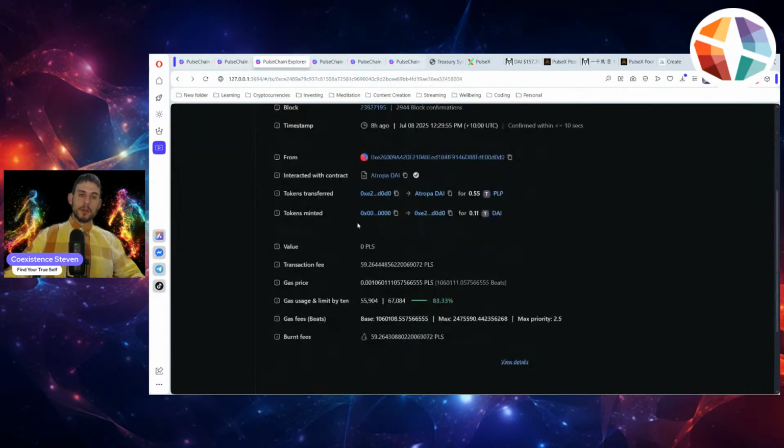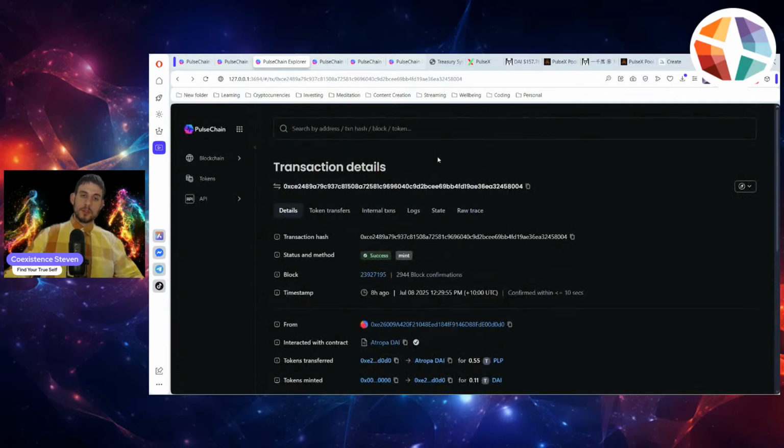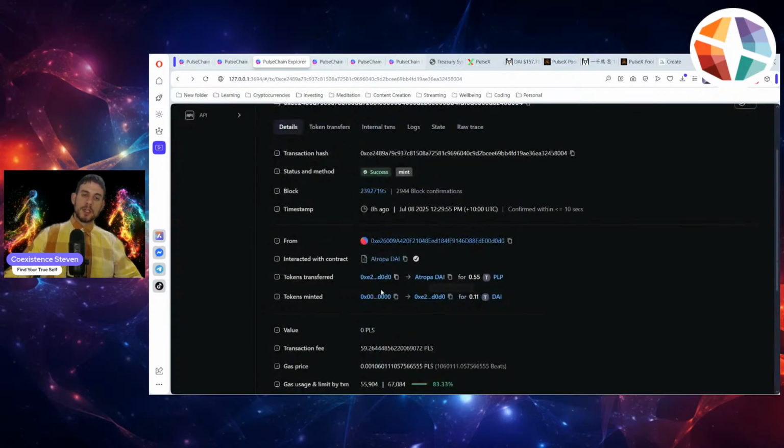I clicked on the first one, which was mint, and it brings me to this transaction hash. And this transaction hash says, oh okay, in order to get the Atropa DAI, it's requiring a PLP. That's quite interesting. So this person minted 0.11 for 0.55 of these PLPs.